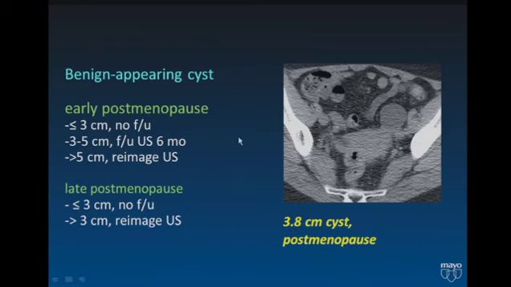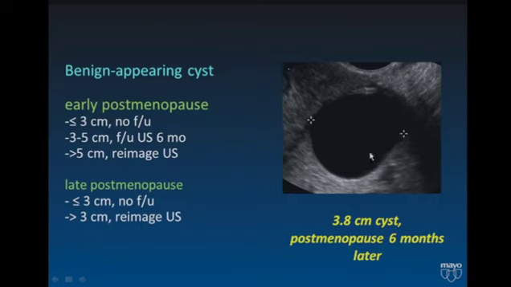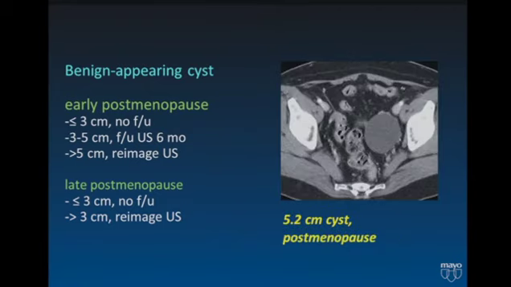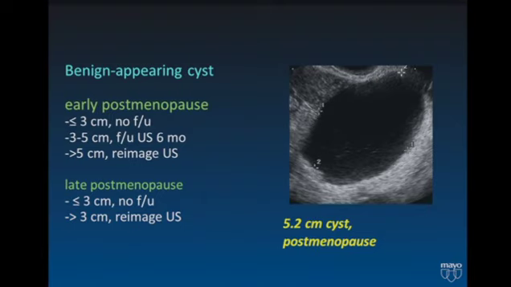This benign appearing 3.8 centimeter cyst doesn't need follow-up if she's in her early postmenopause for a few months. And if this was an older patient, it would be something that we would recommend re-imaging with ultrasound. And in this case, a follow-up ultrasound was performed on this 58-year-old patient, showing that it was a benign cyst. And here is a 5.2 centimeter cyst in a postmenopausal patient. Regardless of whether she's in the early postmenopausal period or the late postmenopausal period, this would be something that we would want to get a re-imaging with ultrasound to try to evaluate for wall nodules. And here there were none, and this turned out to be a benign neoplasm.